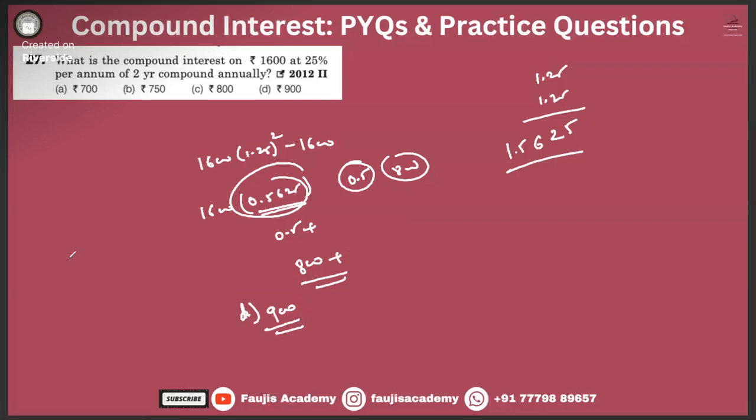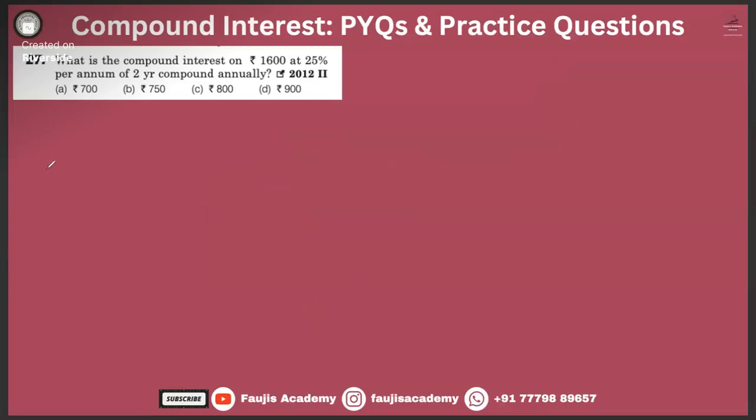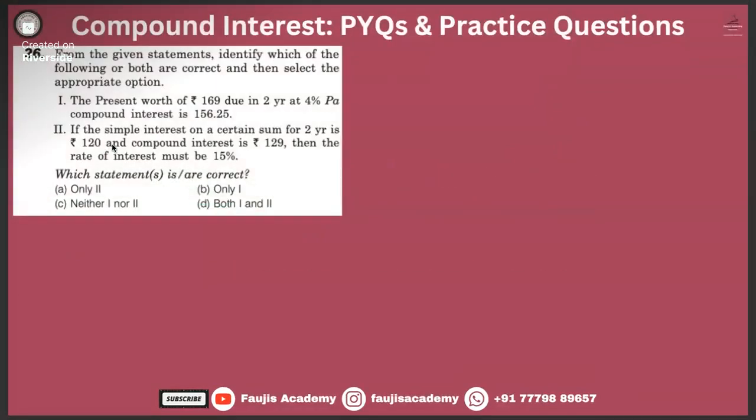Purposefully, I'm not writing too many steps today, because I want you guys to solve it a bit quickly. Read this one. From the given statements, choose the appropriate option. The present worth of 169 due in 2 years at 4% per annum compound interest is 156.25. Second statement: if the simple interest on a certain sum for 2 years is 120 and compound interest is 129, then the rate of interest must be 15%. Which of the statements are correct?